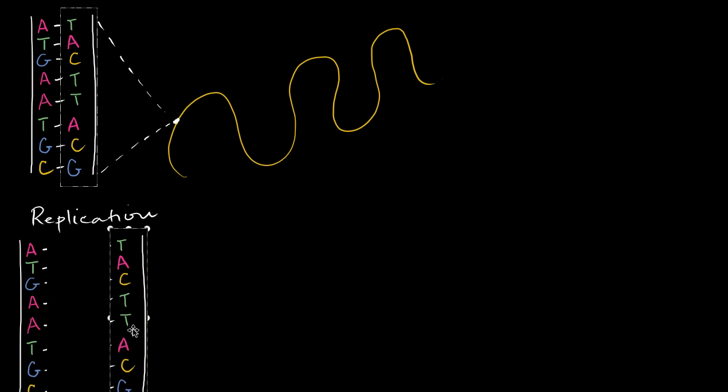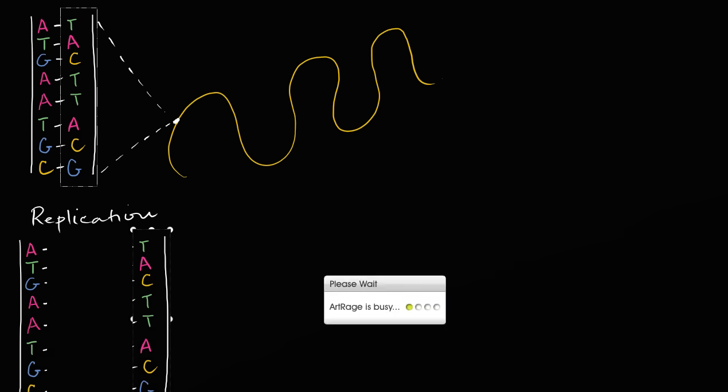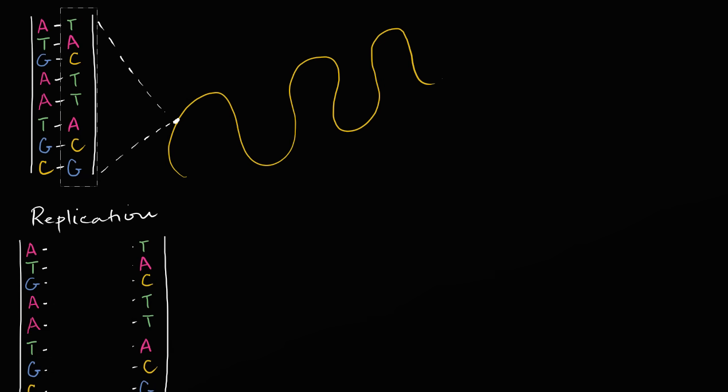And so you can imagine, if you were to split these, I guess you could call them two sides of the ladder, then either side could be used to construct the other side. And then you would have two identical strands of the DNA. And so let's see what that actually looks like. So let me get my pen tool out now. It's a new tool I'm using, so let me make sure I'm doing it right.